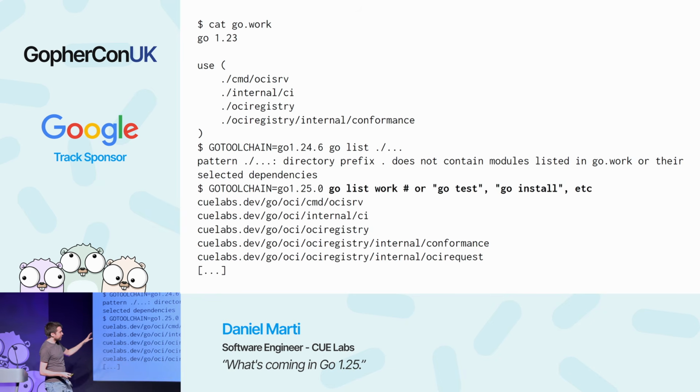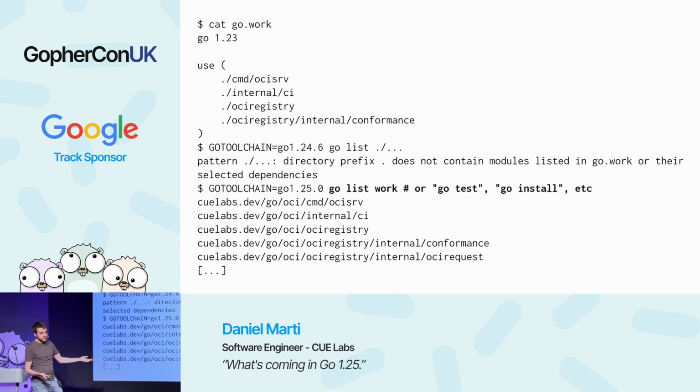So with Go 1.25, what you can do is use the work pattern, and that is basically an alias for all the packages contained by all the modules in my current workspace, but not the external dependencies. It's only the packages directly inside each of those modules. So in this case, if I do a go list, you can see I get the package for the command, but also all the packages for OCI registry and everything else.